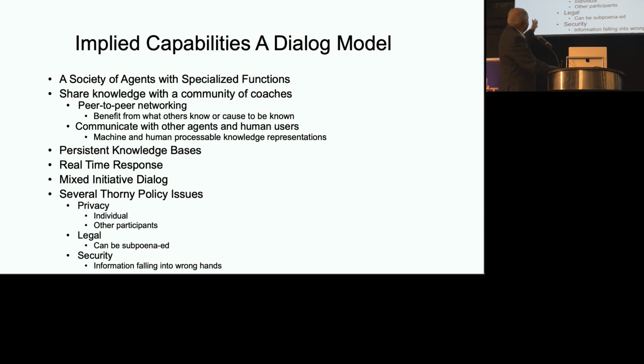But the biggest problems, of course, are privacy, legal, and security. If all these agents can share the knowledge among each other, maybe they're giving away some of your secrets. What is it that you want to protect? What is it that you're willing to share? This becomes an even bigger problem than user interface design.